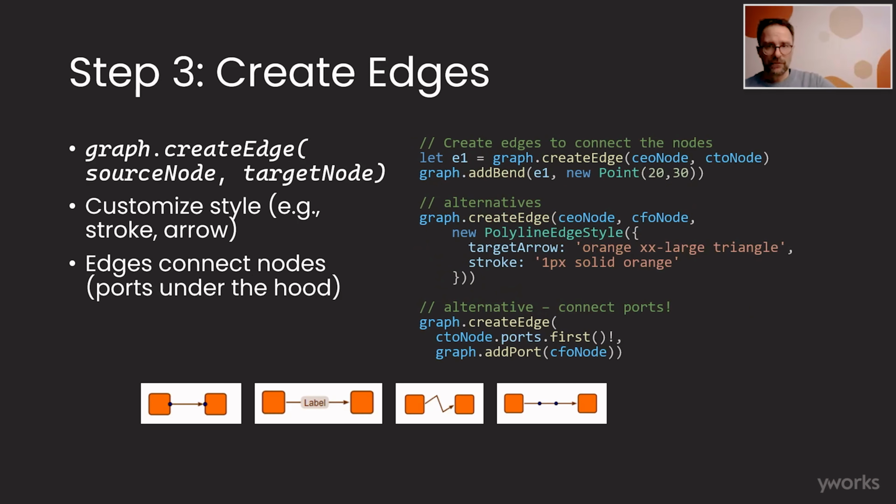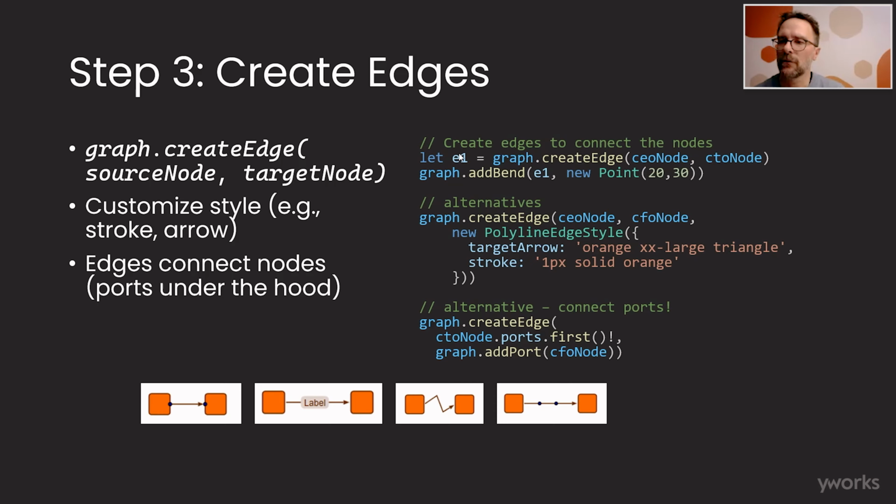Next step is once we have our nodes, we call createEdge on the graph to connect two nodes. As I told you before, you typically connect edges to ports, but you can just use the createEdge overload that accepts two nodes. So you can call graph.createEdge and directly pass the references to the nodes that you created before. In this case, the CEO node and the CTO node, and this will create an edge and add it to the graph.